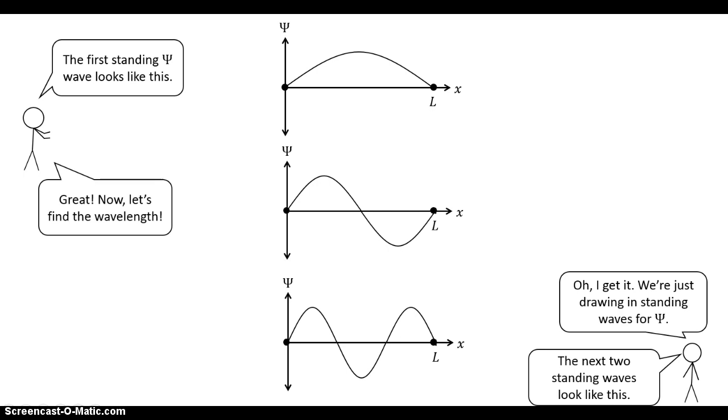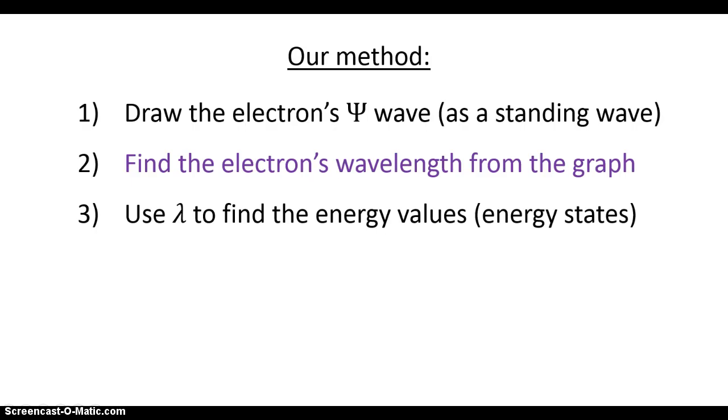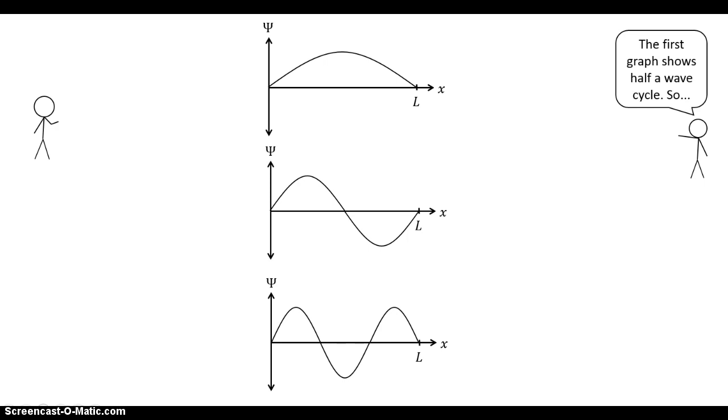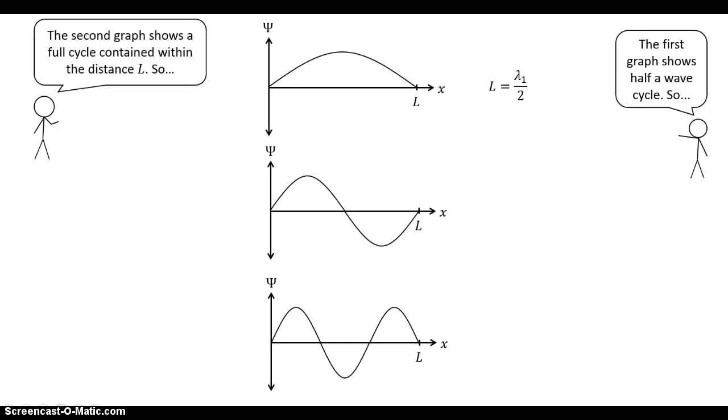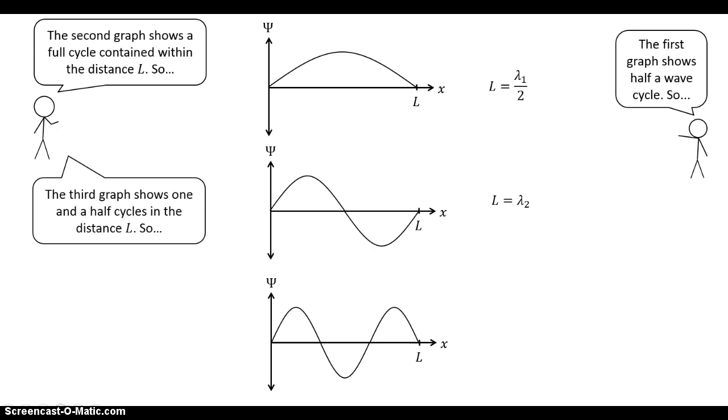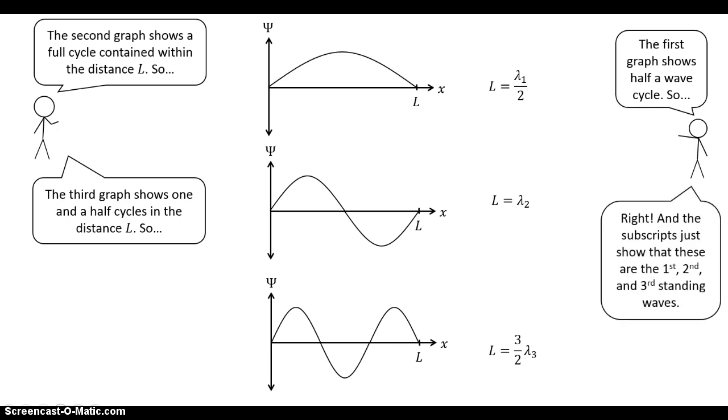Great! Now let's find the wavelength. The first graph shows half a wave cycle, so the length L of the box is equal to lambda over 2. The second graph shows a full cycle contained within the distance L, so L equals lambda. The third graph shows 1.5 cycles in the distance L, so L equals 3/2 lambda. Right, and the subscripts 1, 2, 3 just show that these are the first, second, and third standing waves.